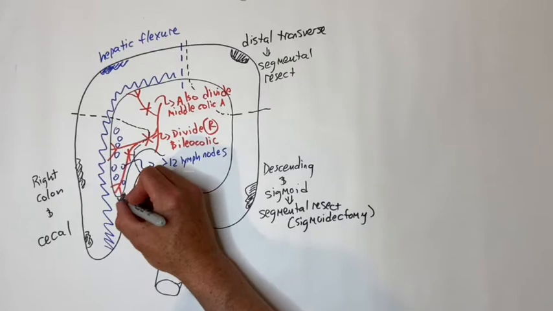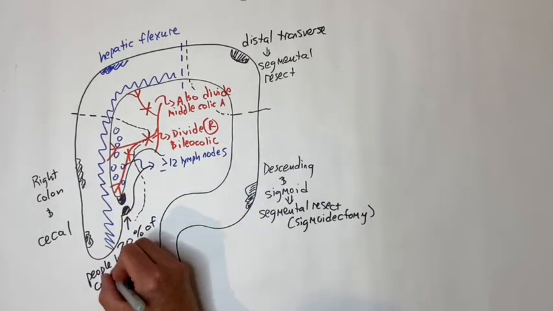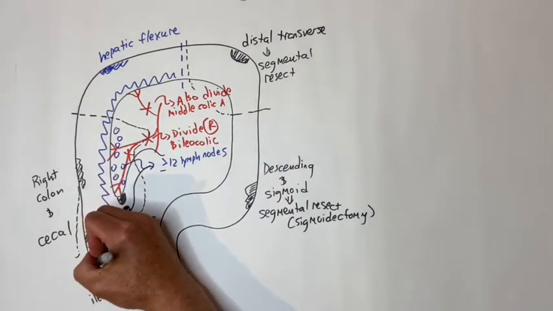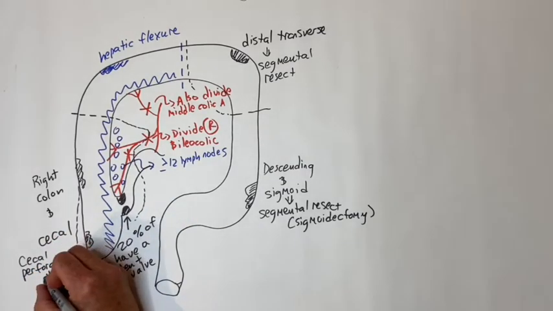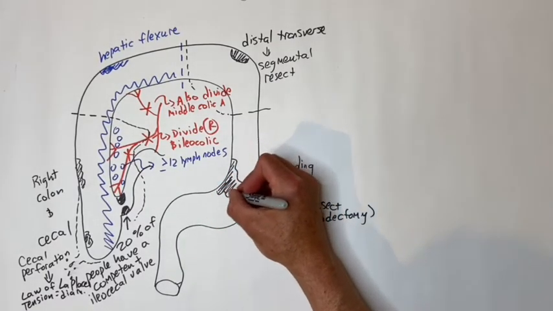About 20% of people have a competent ileocecal valve, meaning that a colon obstruction cannot decompress into the small bowel, so they can act like a closed loop obstruction and can perforate, usually at the cecum. Remember that the cecum is the most likely place in the colon to perforate, since it has the largest diameter, and the law of Laplace says that higher wall tension is equal to a larger diameter.